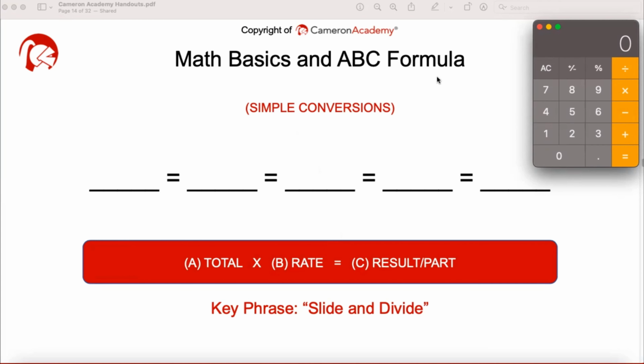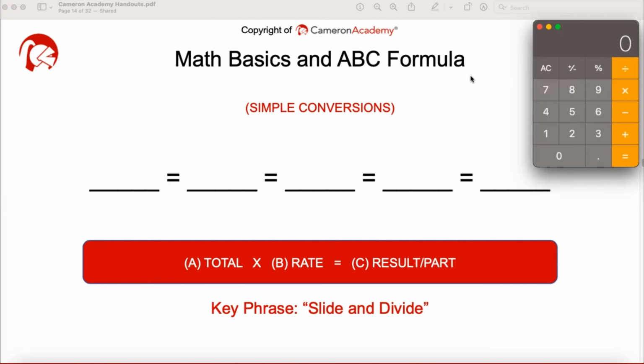The great news about this real estate math you're going to encounter on your exams is that it's practical math. We're not sending people to the moon. It's math you can actually digest and apply in your real estate careers. However, we have to know some simple conversions, which we'll see in just a moment, and the basic ABC formula, which is the hardest your math could possibly get.